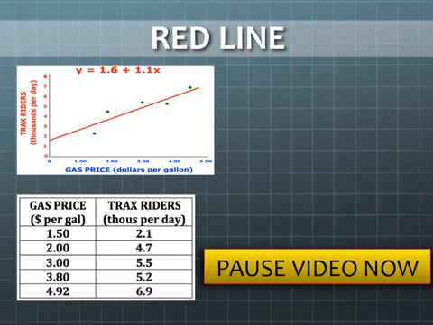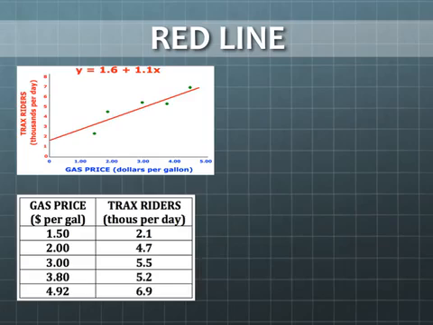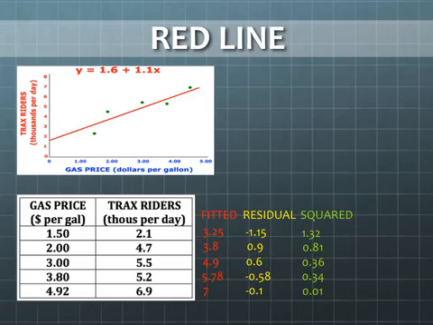Okay, first we need to plug in all the x values, in this case the gasoline price, into the red equation we were given. This gives us the fitted values. Next we need to subtract and find the residuals. Finally, we need to square the residuals to make all the negatives go away. The last step is to add the squares together.